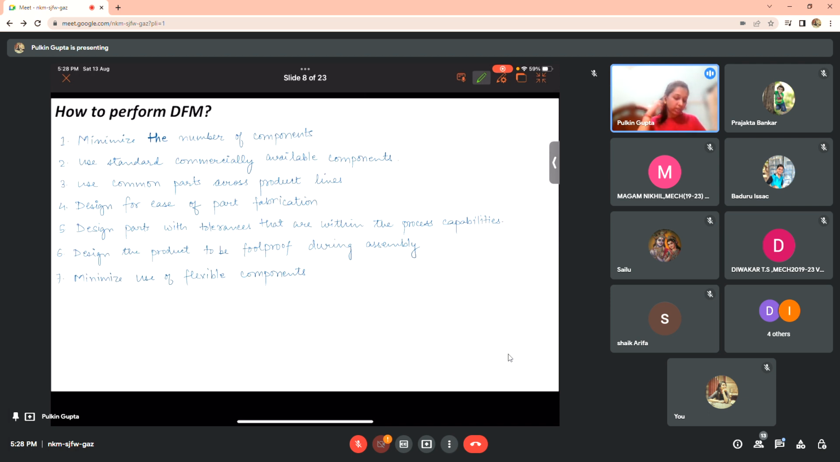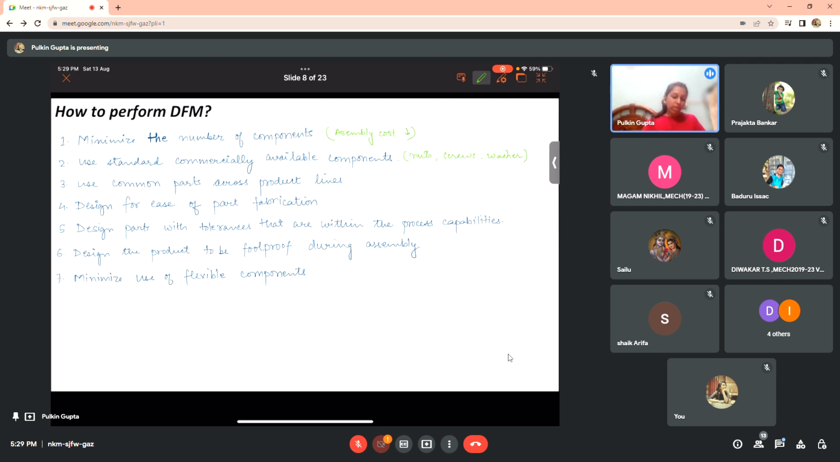So first, we need to minimize the number of components. As the number of components gets reduced, assembly costs go down, interface failures are reduced, disassembly becomes easier, and the service parts become easier. Then use standard commercially available components, for example, nuts, screws, washers. It's always better if we use the standard values of these and not design them on our own.